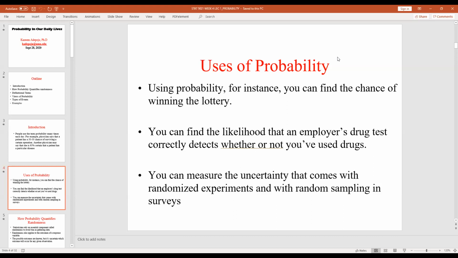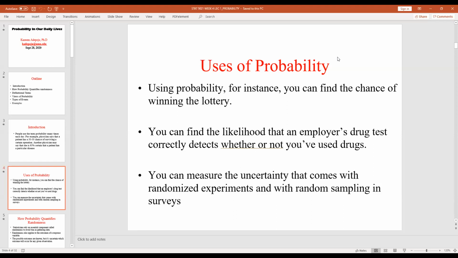So I said we can find the likelihood that an employer's drug test correctly detects whether or not you have used drugs. I remember in this country, if you are looking for a job, part of the recruitment process is that after everything is fine, they conduct a drug test on you. Now, the question is, if you have used drugs, what is the probability that their equipment will detect that?